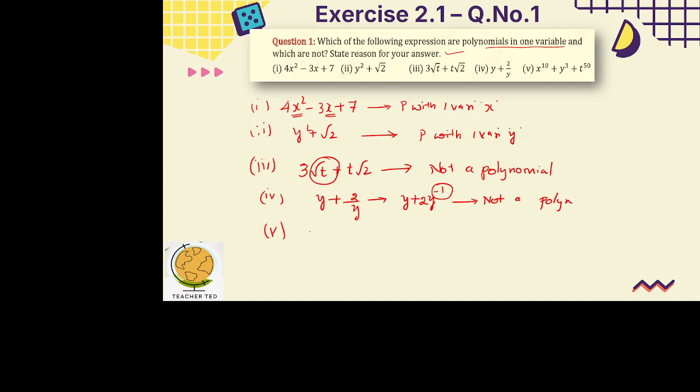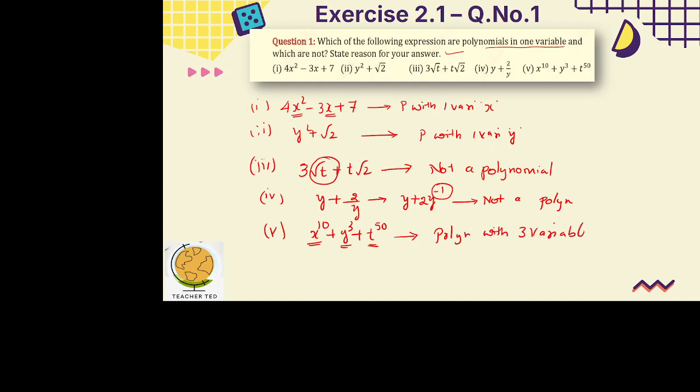Fifth problem. So x to the power of 10 plus y power 3 plus t power 50. I think here there are three variables. There is x in this term, there is a y in this term, there is a t in this term. In the problem we have to identify which of the following are polynomials in one variable. So this is not a polynomial in one variable. Again, it's a polynomial with three variables.